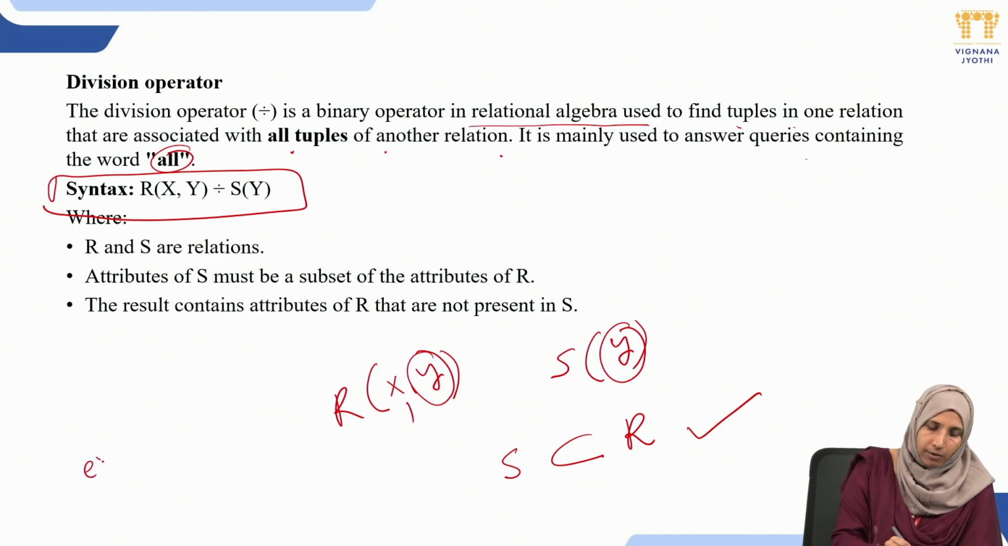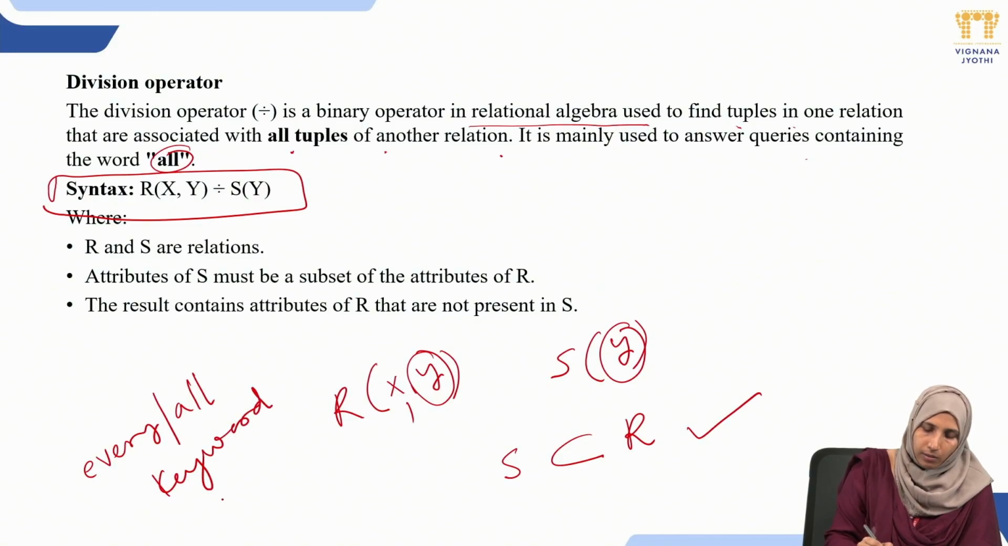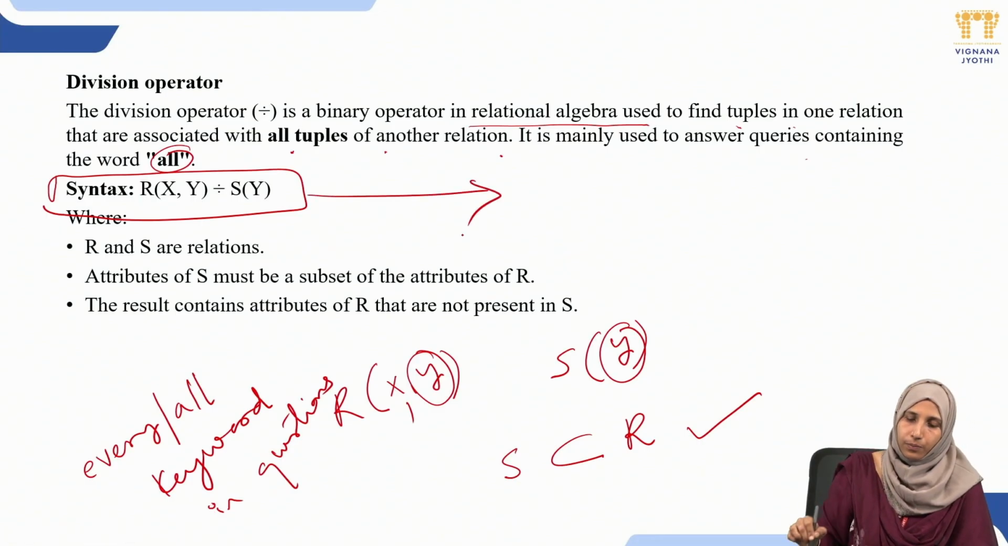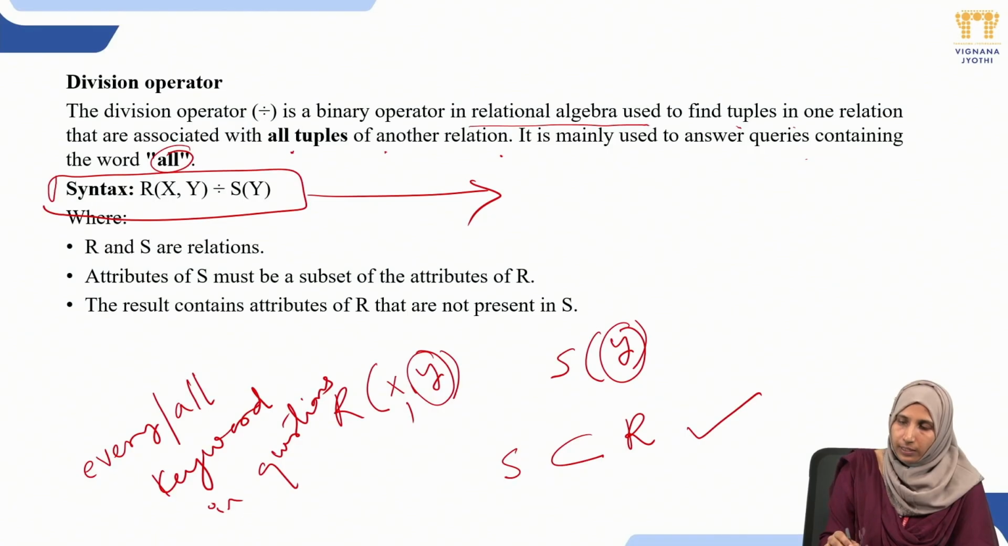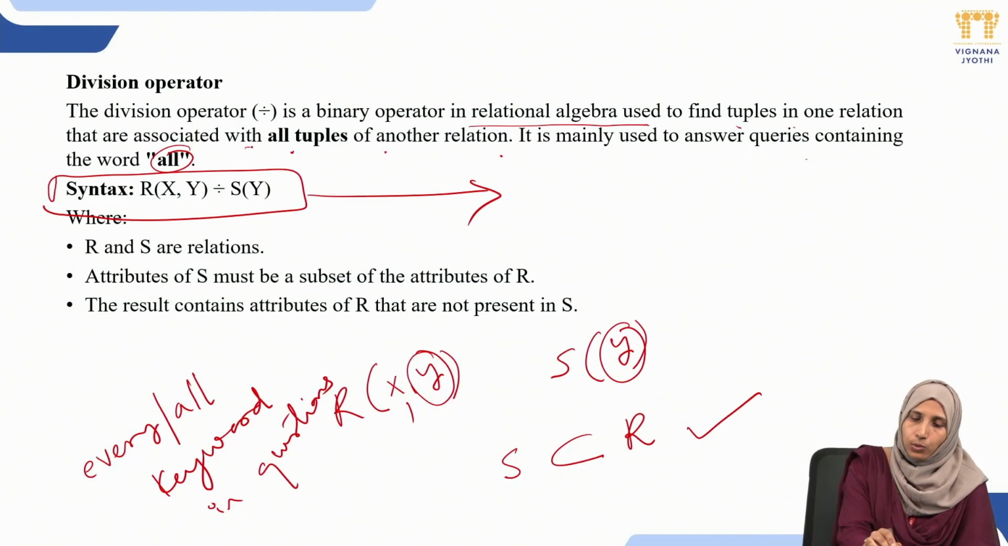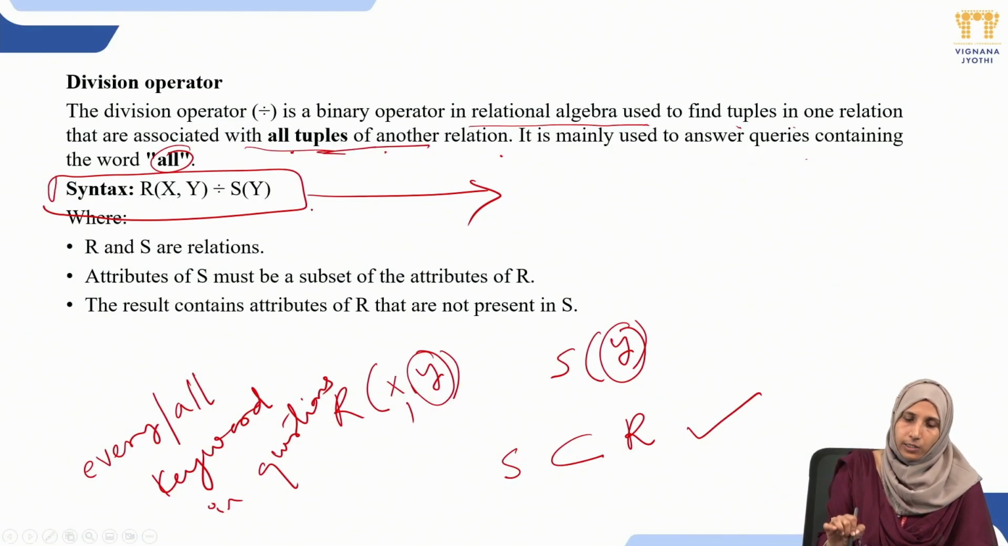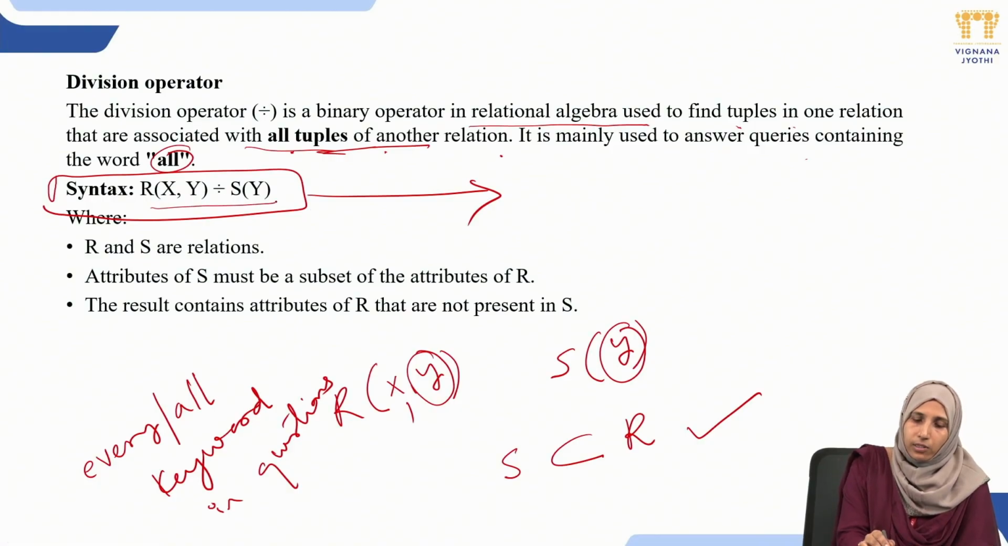Whenever you find the keyword every or all in the questions, you blindly go for the division operator. Why? Because with the help of the division operator, we are trying to find tuples in one relation that are associated with all tuples of another relation. In that scenario, we'll be using this division operator.